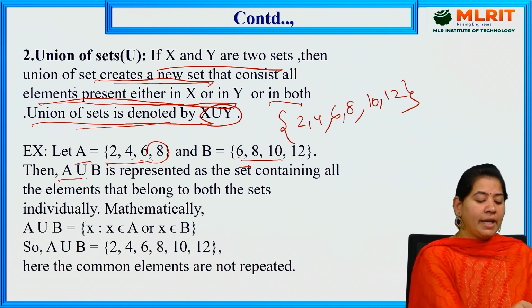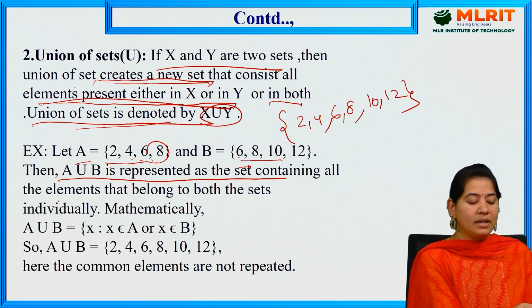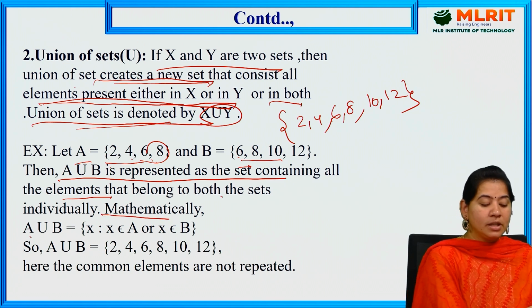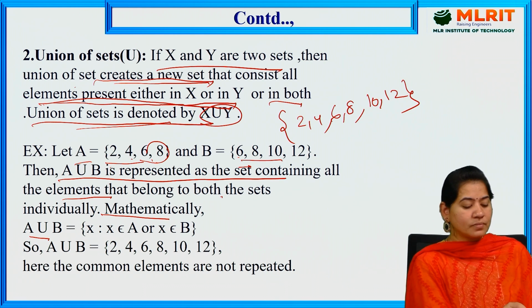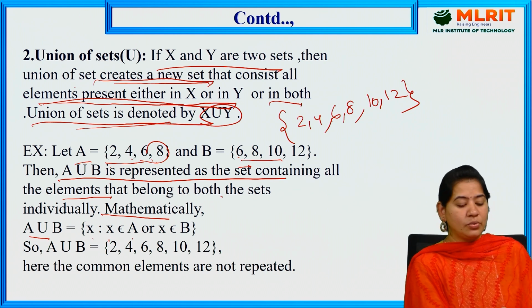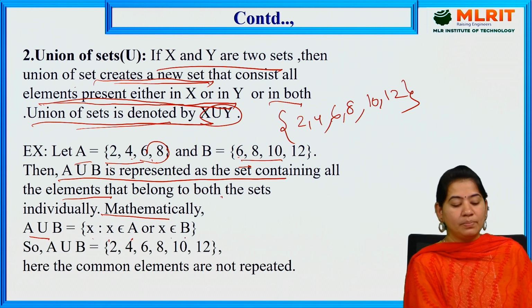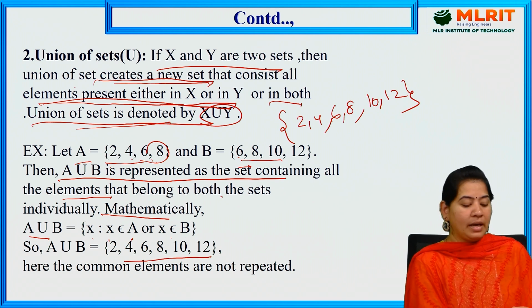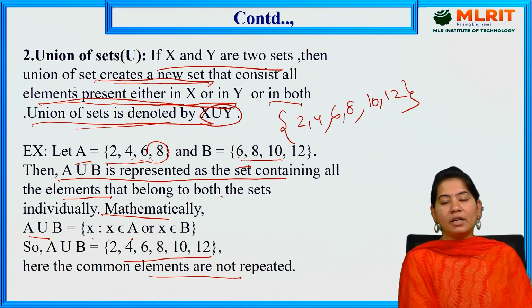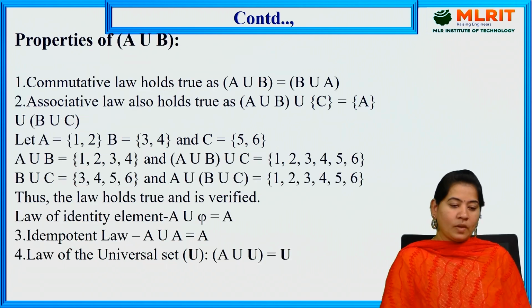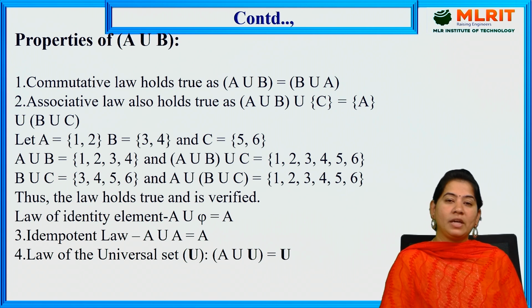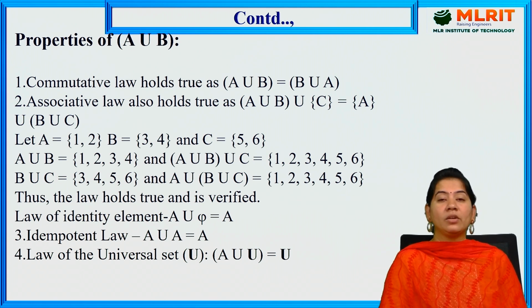So then A union B is represented as the set containing all the elements which belong to either of the sets. Mathematically we write A union B is equal to the set of X such that X belongs to A or X belongs to B. So that is A union B is equal to 2, 4, 6, 8, 10 and 12. And here the common elements are not repeated. They appear only once. And similarly, just like for the intersection, we have the same properties existing for A union also.